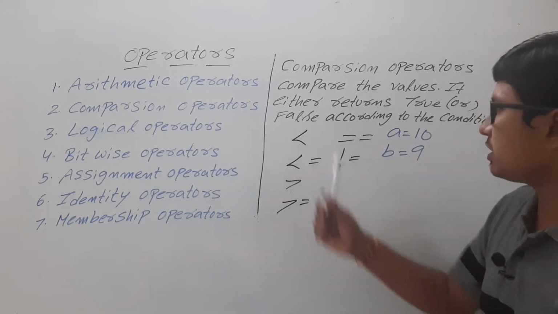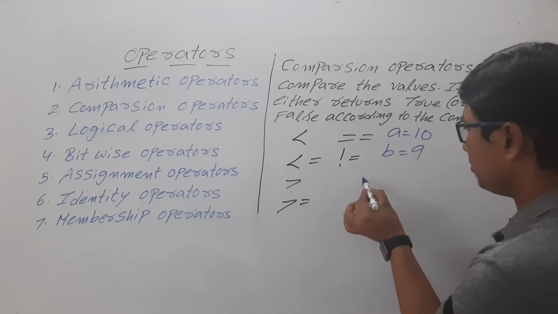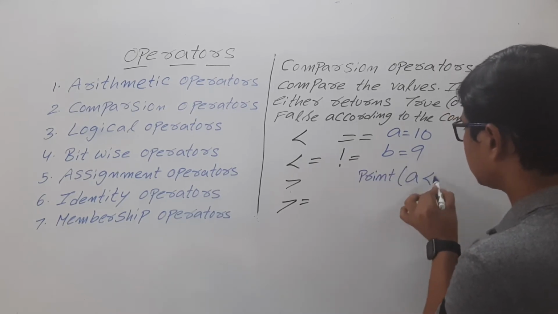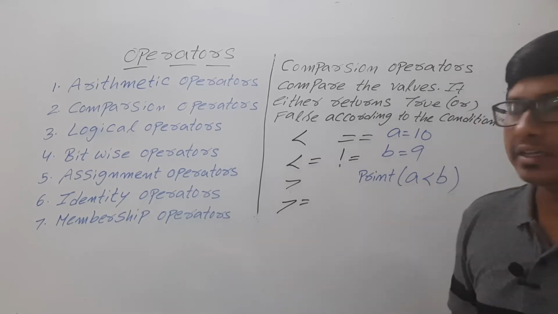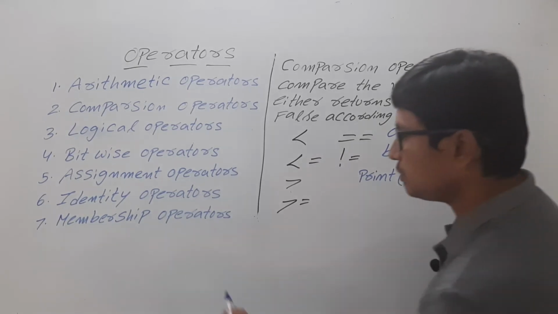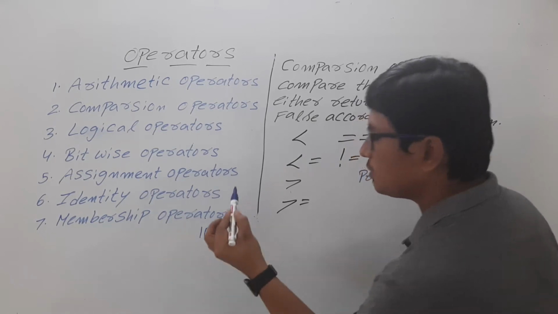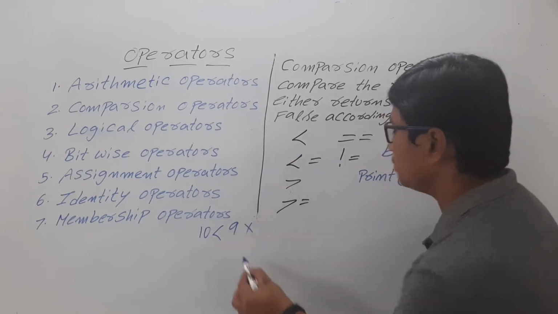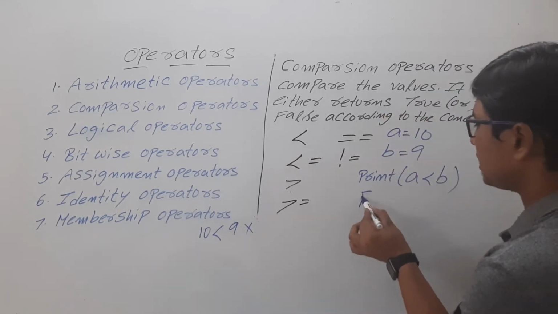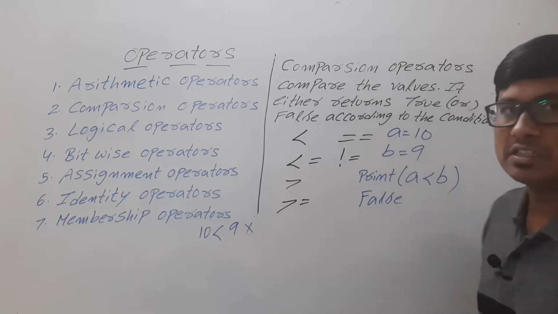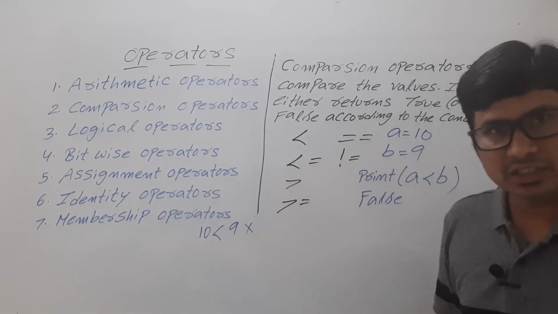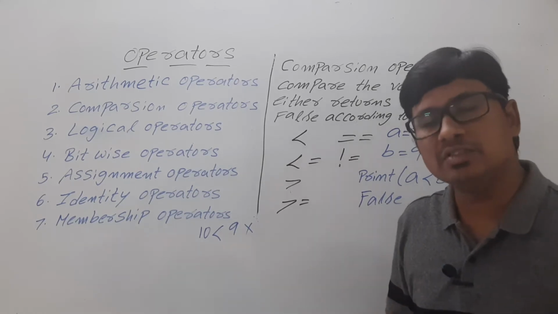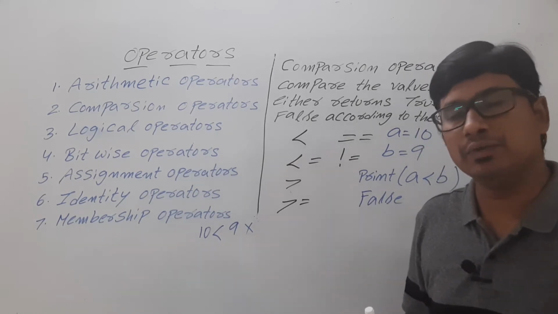Now first let me discuss the less than operator. If I write print a less than b, now look here. What is the a value? 10. What is the b value? 9. Whether 10 is less than 9? No, false. So it will print false because this condition is wrong. If the condition is wrong, it will return the value false. If the condition is true, it will return the value true.